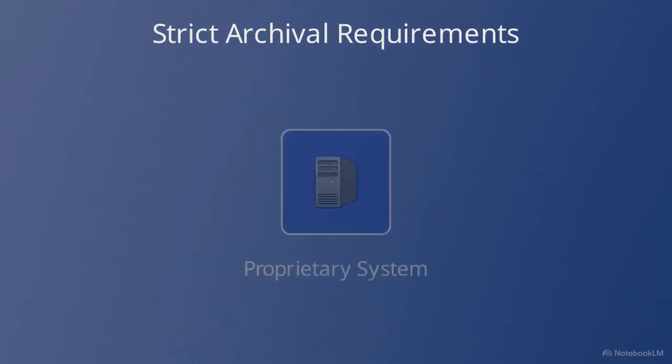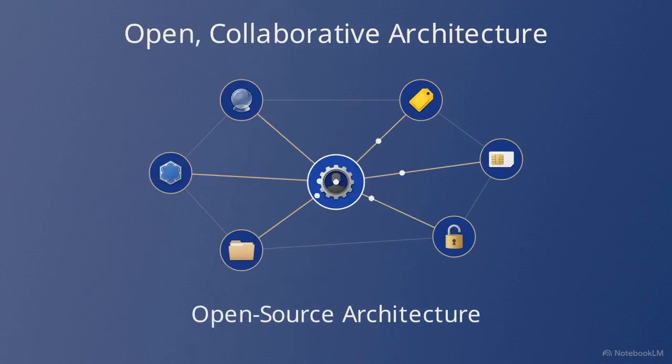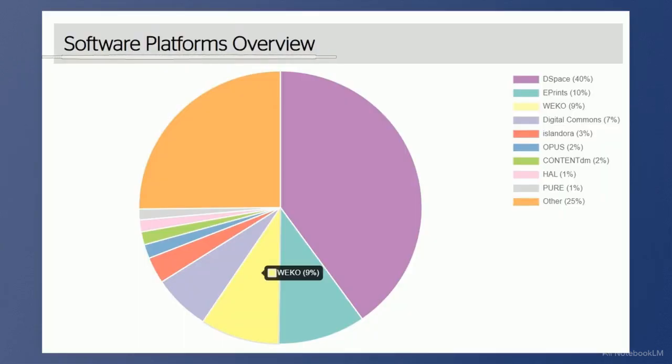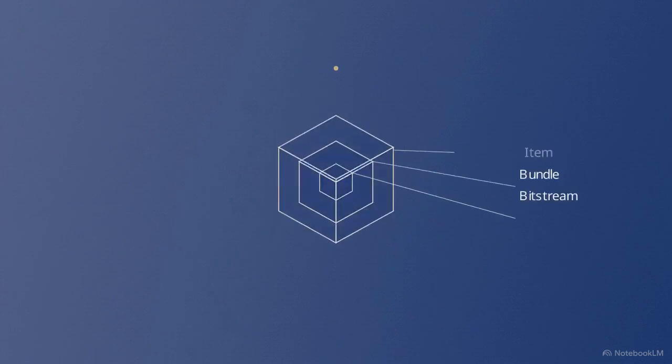To meet these strict requirements, libraries and research centers rely heavily on open-source software rather than proprietary vendor systems. This chart showing a software platform's overview highlights the current market reality. DSpace strictly dominates this open-source ecosystem, holding a 40% share of the deployment landscape. Unlike a standard website content management system or an unorganized network drive, DSpace is engineered specifically for deep archiving. Its market dominance stems directly from its internal architecture.